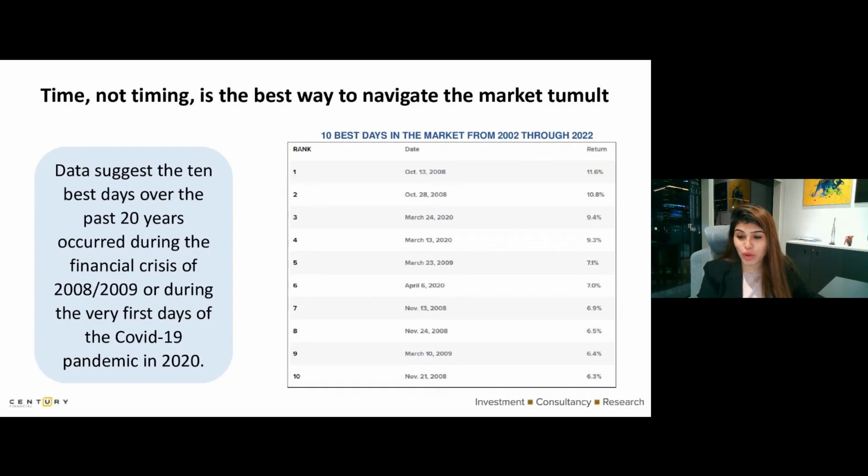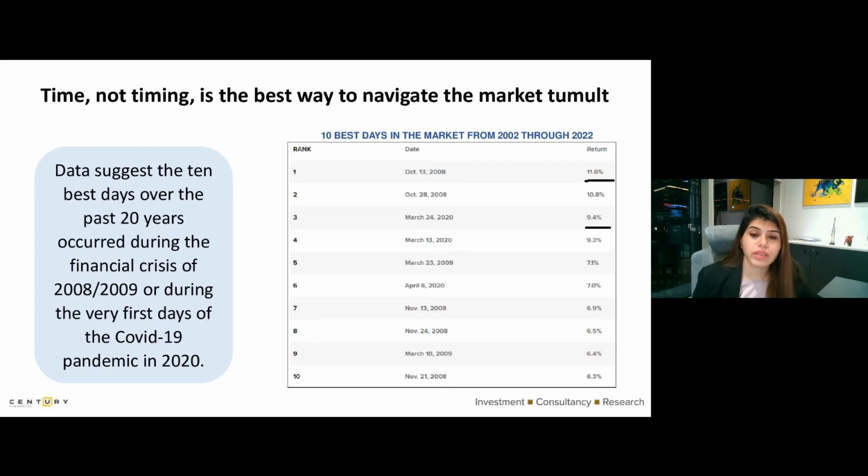Many of you were very close. 24th March 2020 was the third best day for the S&P 500, but the best day was actually on 13th October 2008, which was 11.6%.